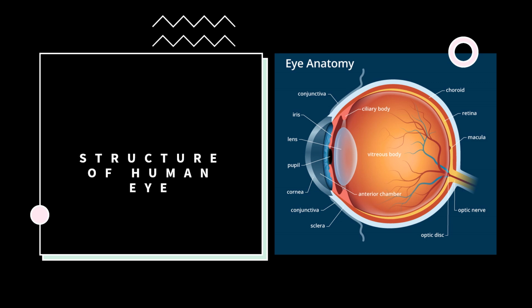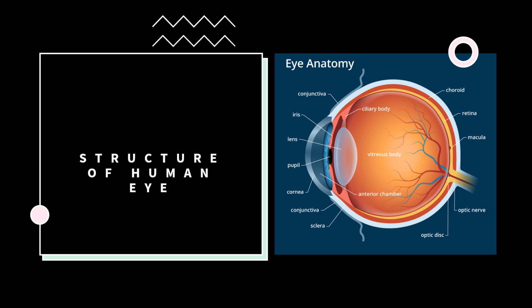Next is iris. It is a dark muscular diaphragm between the cornea and the lens. It controls the size of the pupil. It is the color of the iris that we call the color of the eye. Next is pupil. It is a small hole in the iris through which light enters the eye. In dim light, it opens up completely due to expansion of eye muscles, but in bright light it becomes very small due to contraction of eye muscles.